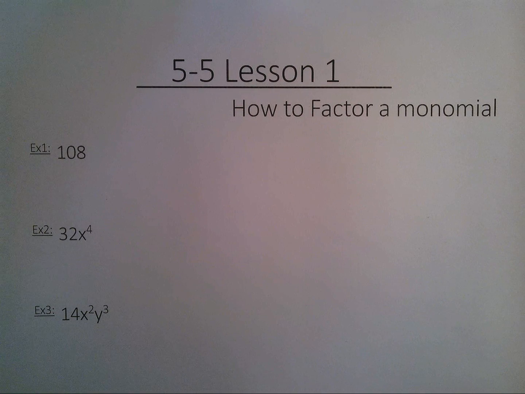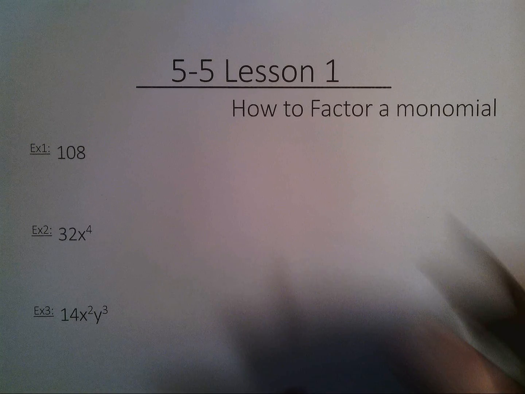Alright, we're going to look at 5.5, Lesson 1, How to Factor a Monomial. So let's go ahead and start with the number 108. In order to factor this, because it's so large, I'm not going to do it in my head, I'm going to make what's known as a factor tree. Now when I make a factor tree, I'm specifically going to factor out the smallest thing possible and keep factoring out the smallest thing. It keeps things organized for things I do later on.